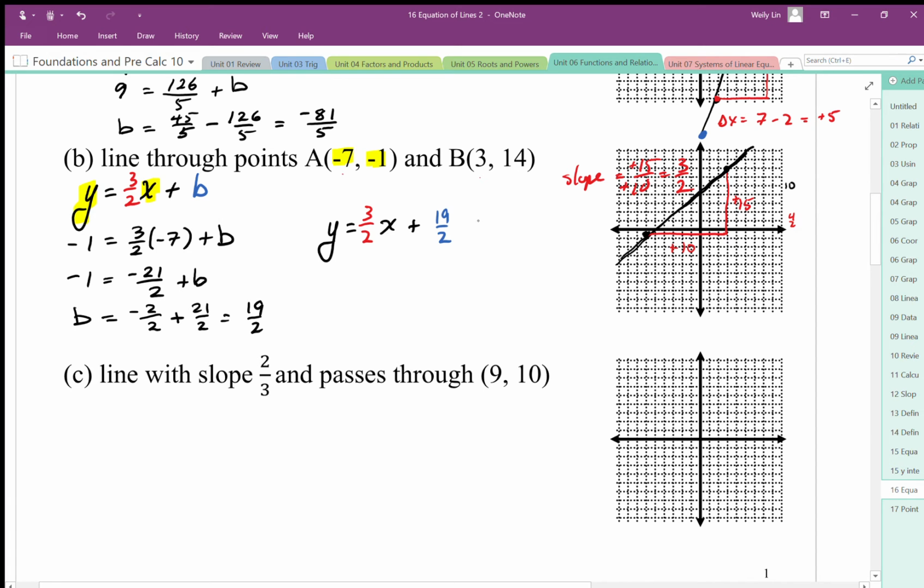And 19 over 2, that's approximately 9.5, and that looks like about the right spot for my y-intercept. Okay, it's just under 10. And this is not a super accurate graph, but it's good enough. Gives me the idea that I'm in the right spot.